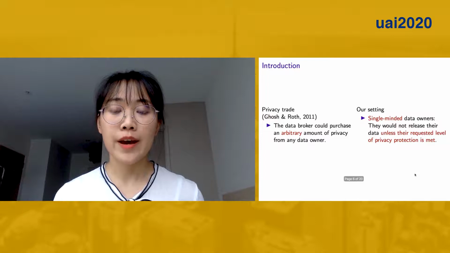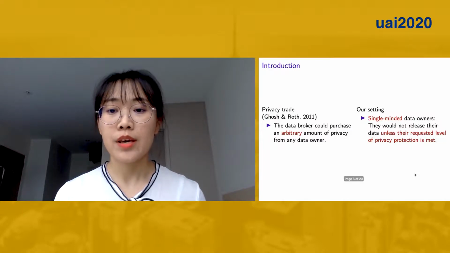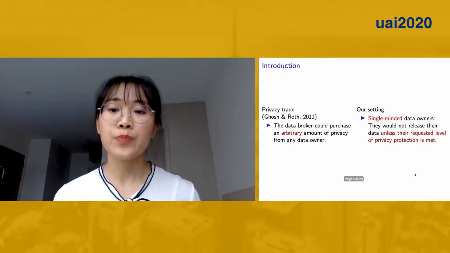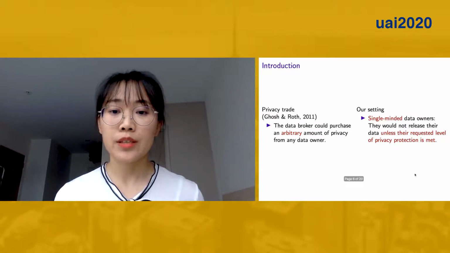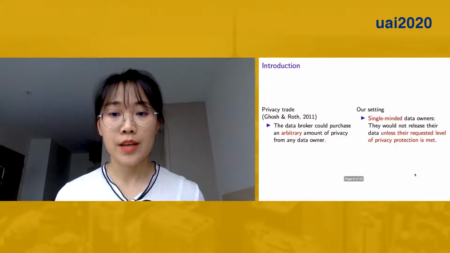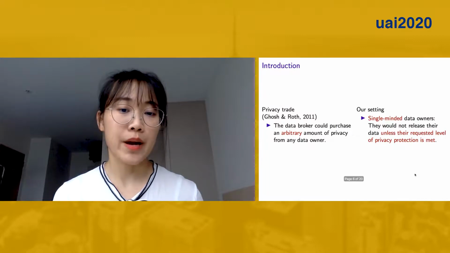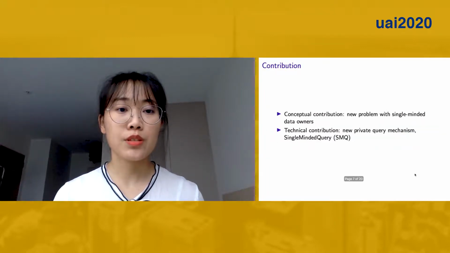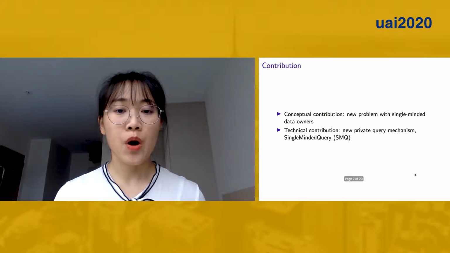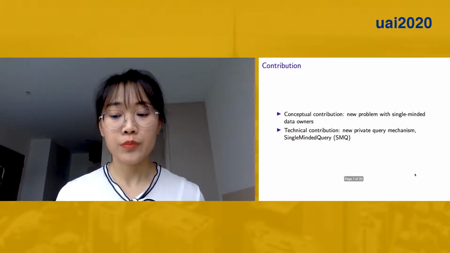Data owners often have intrinsic privacy requirements, and they choose to interact with organizations only when they believe that organizations can meet their privacy requirements. So, in our study, we consider a different setting where the data owners are single-minded. That is, they would not release their data unless their requested level of privacy protection is met. So our contributions lie in, firstly, we propose a new problem with single-minded data owners. Also, to solve this problem, we propose a new private query mechanism, single-minded query, or SMQ.